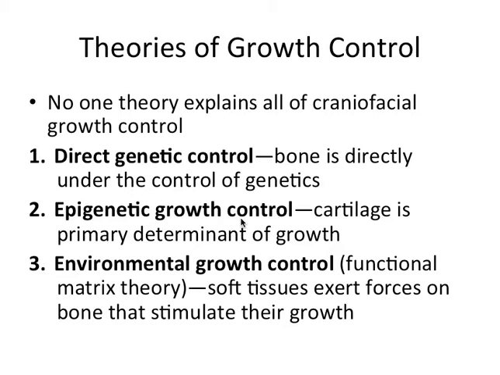Now, the third theory of growth is the environmental growth control theory, or the functional matrix theory, and it says that soft tissues exert forces on bone that stimulate their growth. So, for example, if part of your face is growing in a certain direction during your growth spurt, it's exerting forces on the underlying bone and pulling or pushing it in a certain direction.